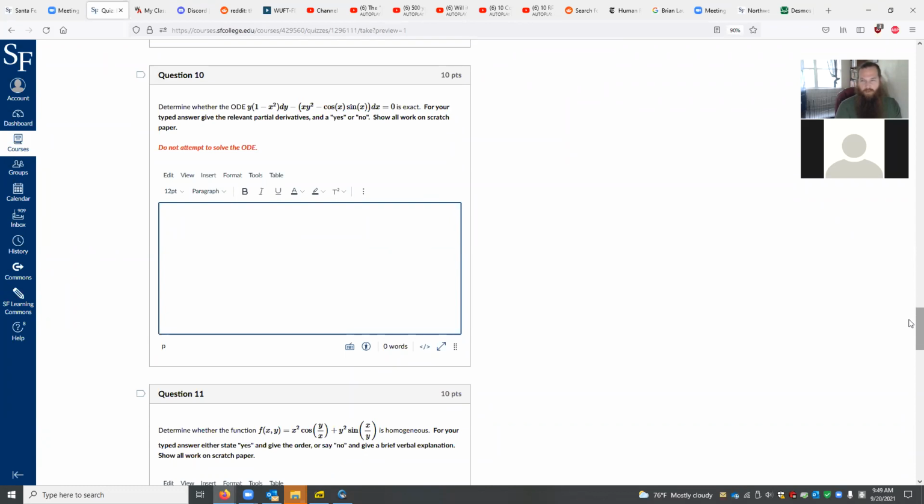My true false tend to be a little tricky, so you might want to look at some of the true false problems in the book, which are similarly tricky and very similar in style. The multiple choice are standard multiple choice.